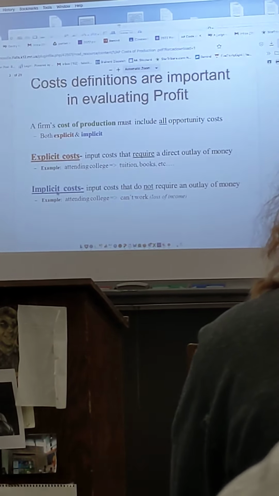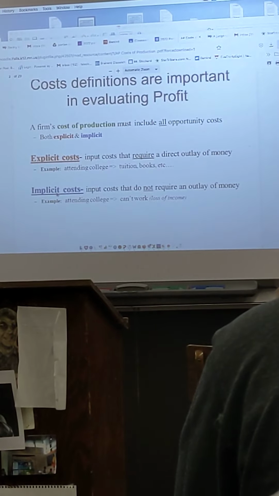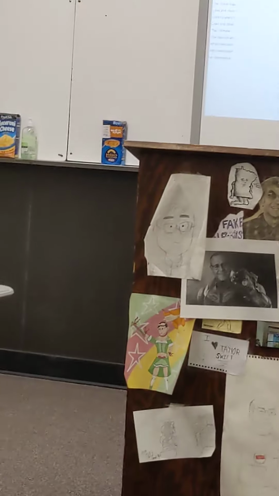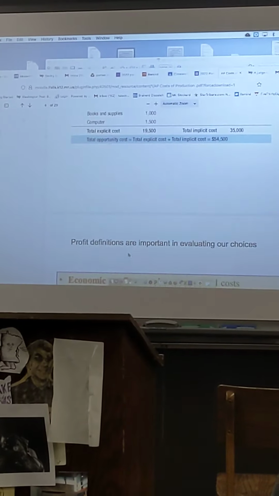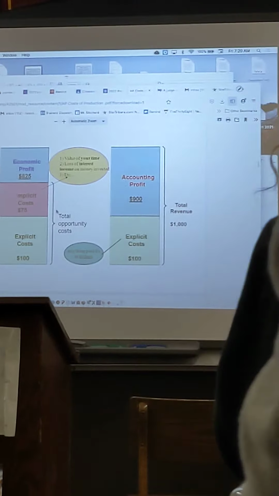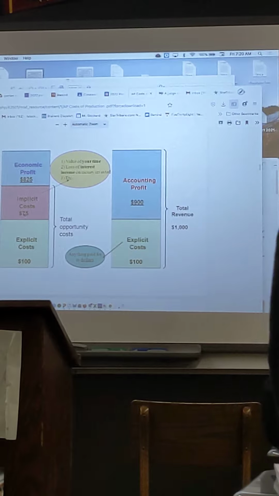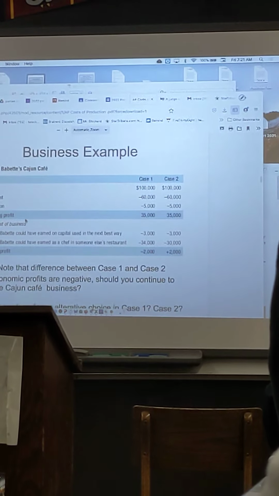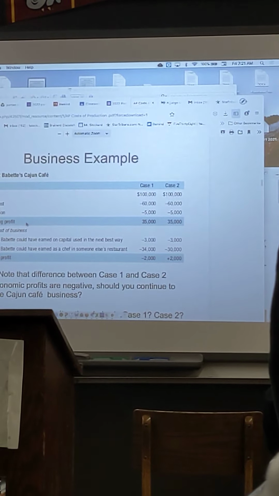You know what explicit and implicit costs are. Implicit costs are your opportunity costs. You have to think like an economist. And this is where I want you to look at this right here. Everybody in here knows that accounting profits are going to be larger because they don't take into consideration opportunity costs. Now, let me show you a couple of examples here.